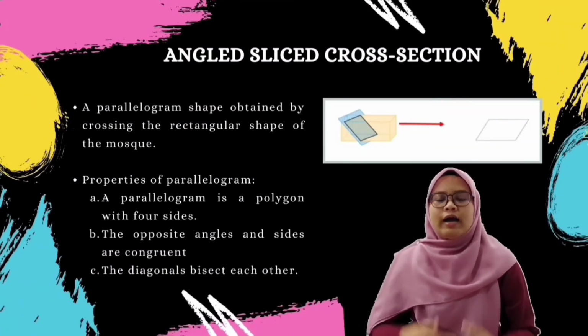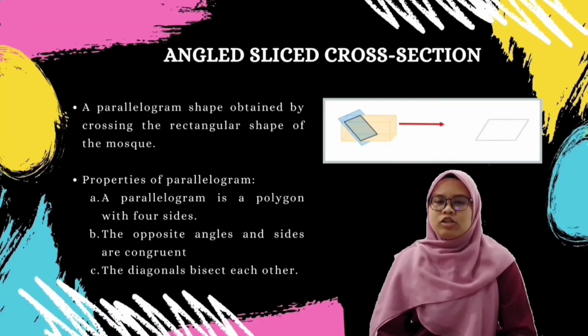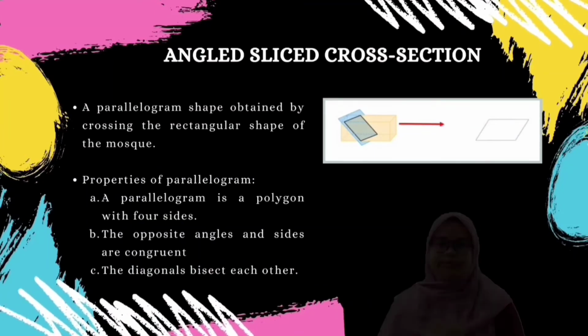So, I have explained all the cross-sections that can be obtained from crossing the Taj Mahal building. That's all from me. Thank you.